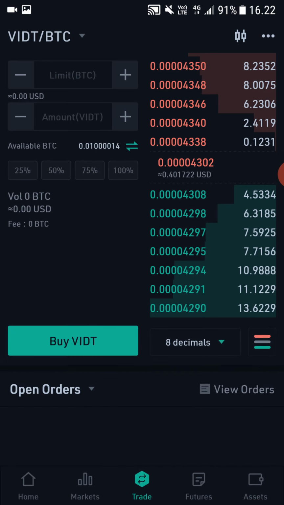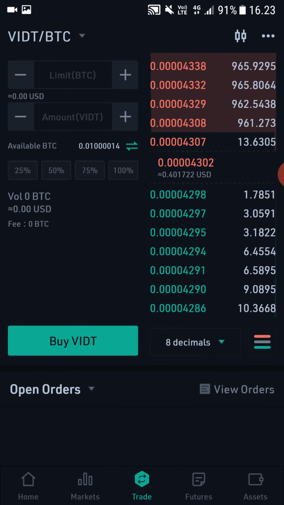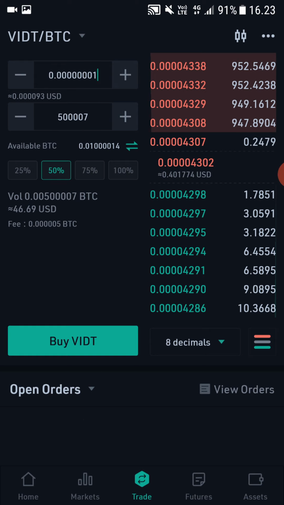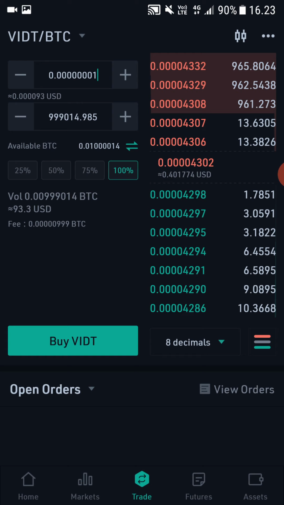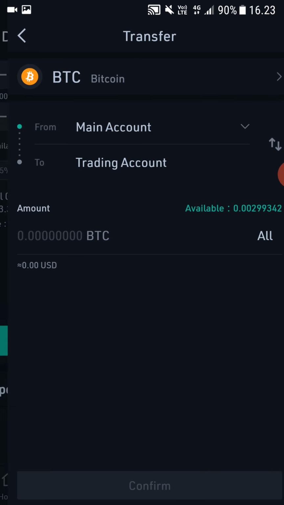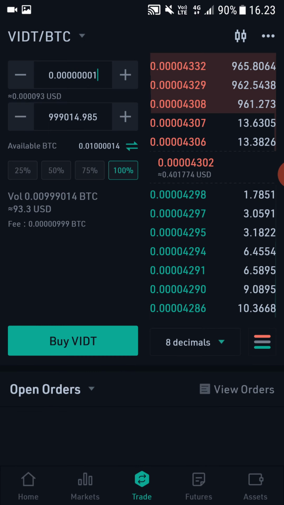But okay, so now when you go to trade, here you can buy Bitcoin with, you can buy VIDT with Bitcoin. So here basically this is the trading desk, and all you really do here is select how much Bitcoin you want to sell for VIDT. So let's see here. So the first line, which is 0.0000000001, that is the sum that I'm willing to pay for one VIDT coin.